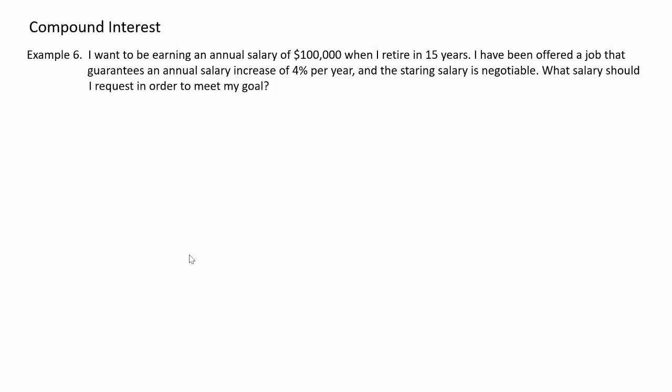And again, let's make this an example that we can relate to. Let's say that you want to be earning $100,000 in 15 years when you retire. The job that you're being offered guarantees that you're going to get a 4% increase per year, right? So then they're going to ask you, you can negotiate the starting wage, the starting salary. It's negotiable. So for this situation, how much money should you ask for? That way you'll be guaranteed to get 100,000 in 15 years.